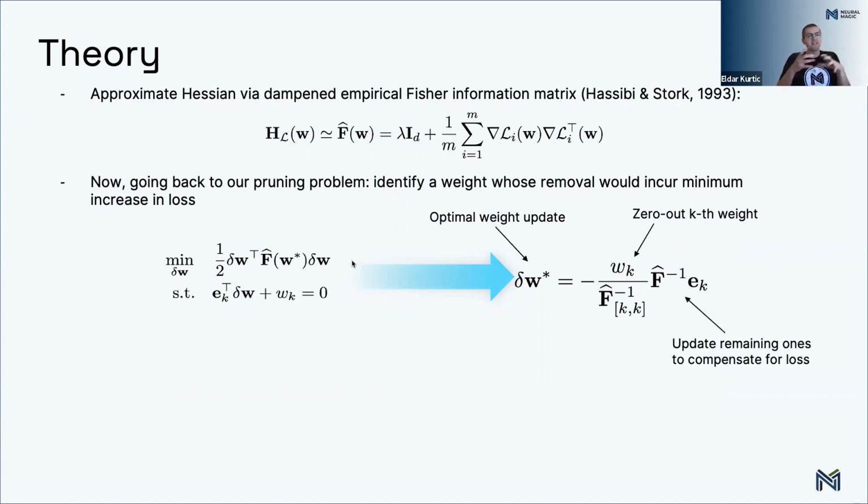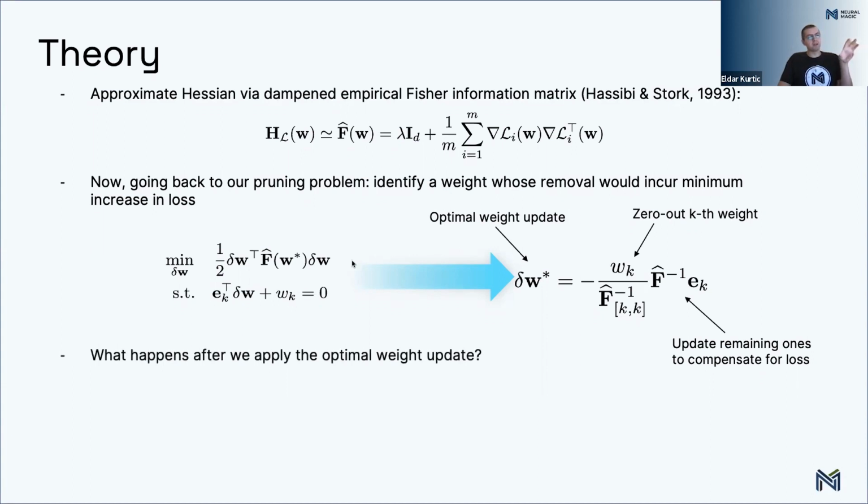But a side effect of this update is that we will also at the same time update the remaining weights in the network. And later on, we will see that this update is the crucial part for good performance of second order methods, because it allows us to compensate for the loss increase that will happen after we zero out some specific weights in the network.